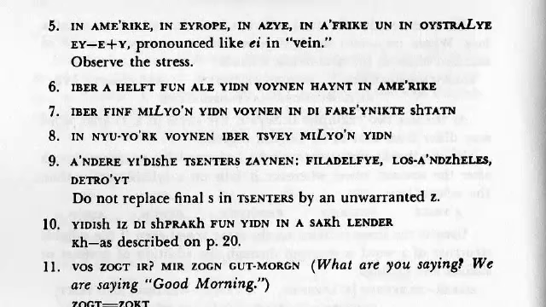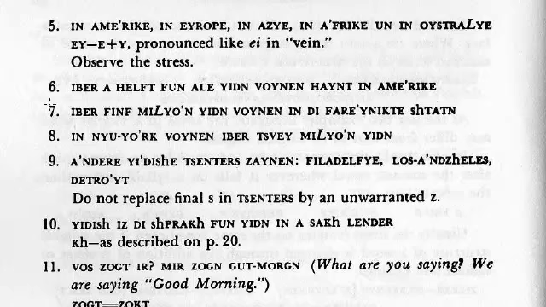Number 5. A is pronounced like A in vain, and observe the stress where it's indicated. So take a look where the stresses are, right? See that there's an uppercase L, so it indicates a softer L. So let's read this. Number 5. In Amerika, in Europa, in Asia, in Afrika, und in Australia. Again. In Amerika, in Europa, in Asia, in Afrika, und in Australia.